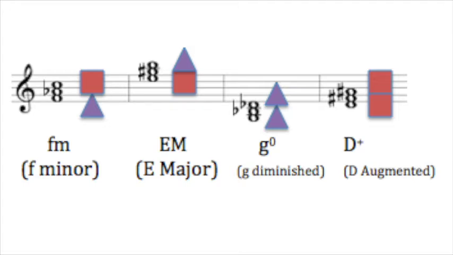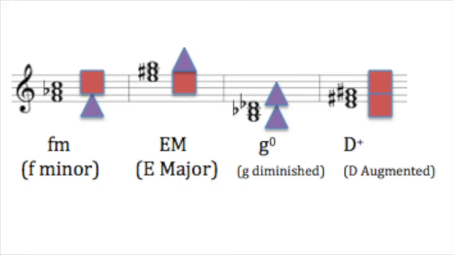Finally, we have 2 major thirds stacked on top of one another, which create a D augmented triad. D to F sharp is 4 half steps apart. That's going to be a major third. And F sharp to A sharp is going to be 4 more half steps, so another major third. This is a D augmented triad.